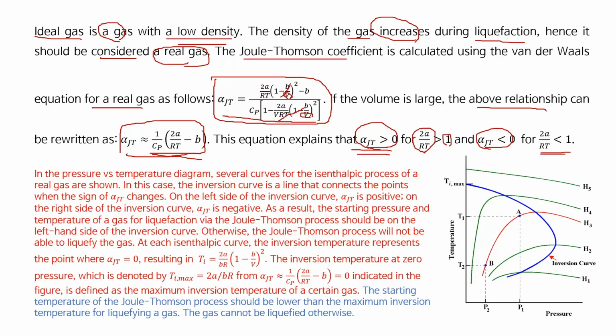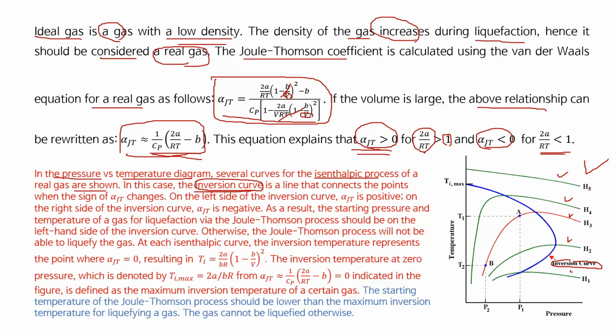In the pressure versus temperature diagram here, several curves for the isenthalpic process of real gas are shown. So there is the isenthalpic process for real gas. In this case, this inversion curve, this blue line, indicates the inversion curve.